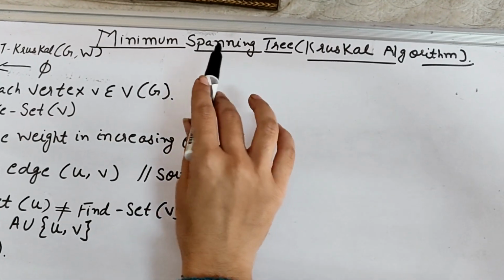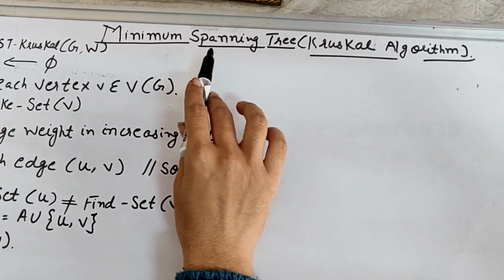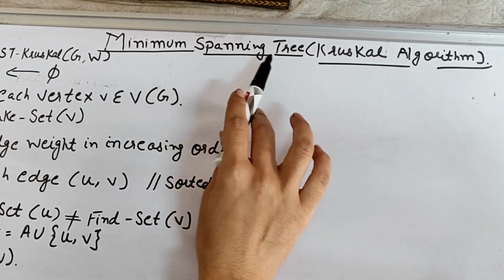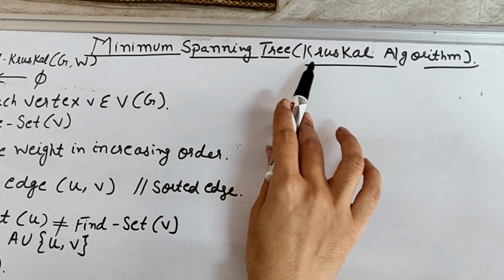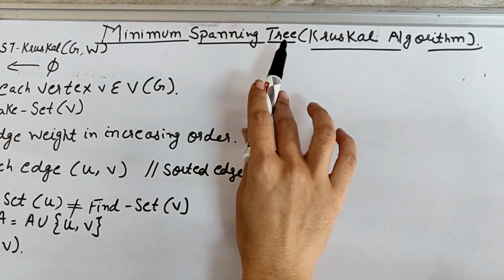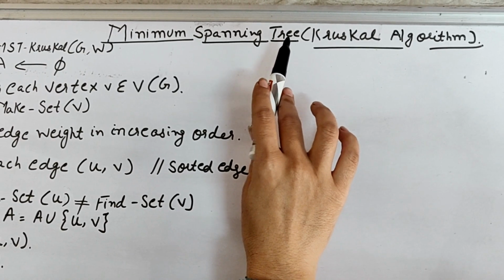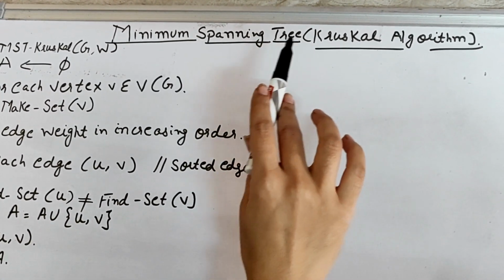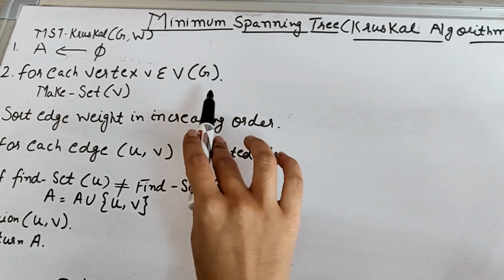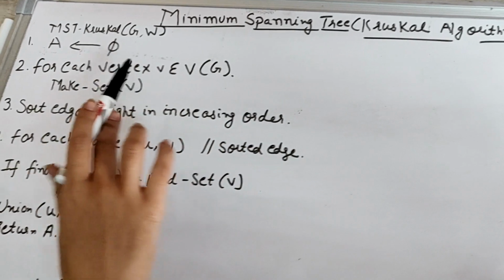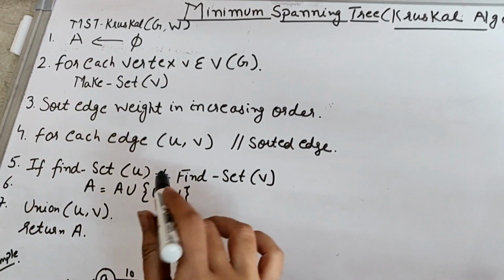Hello friends, in this lecture we are going to learn a very important topic of analysis and design of algorithm, minimum spanning tree, and we are taking an algorithm of minimum spanning tree, which is Kruskal's algorithm. A minimum spanning tree is actually a spanning tree in which the sum of the weights of the edges should be minimum. You will include all those edges of a particular graph which minimize the weight of the overall graph. So we'll follow the algorithm by taking an example.